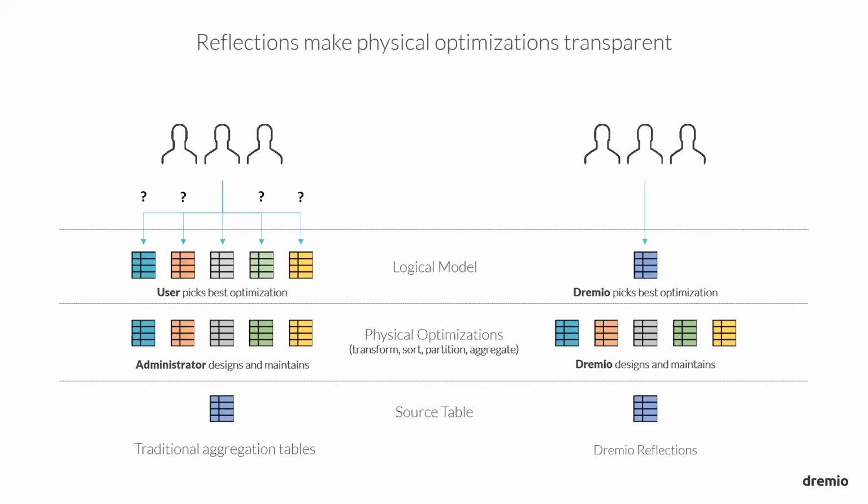So this is very different from what we see today, where the user is responsible for picking the best optimization. So when you think about the world as a logical model, a metadata layer, if you will, and then physical optimizations where data is pre-aggregated or sorted in different ways. In the technology stack that we have today, when we're ETLing and we're using data warehouses and cubes and BI extract, it's really up to the user to pick the best optimization of the data to get the performance that they want.